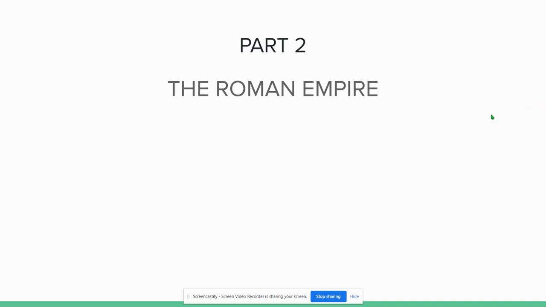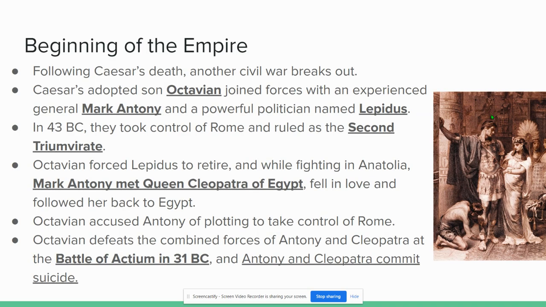So, moving on from our first part, Julius Caesar is now dead. He was assassinated by senators for being too powerful. Now, following Caesar's death, another small civil war breaks out. And again, just like before, now is a good opportunity for someone else to step up and take control of the situation. Here we have Caesar's adopted son by the name of Octavian.